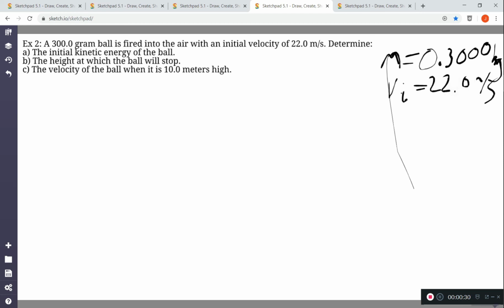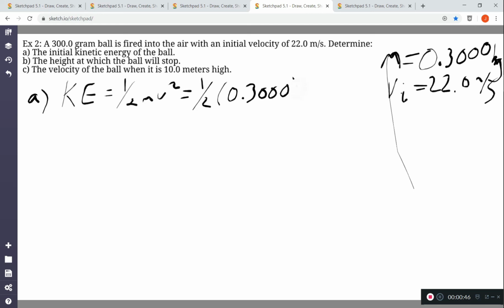So part A says find the initial kinetic energy of the ball. All right, so the formula for kinetic energy is 1/2 mv squared. And in this situation, that's going to be 1/2 times 0.3000 times 22.0 squared. Using a calculator, we get, with 3 sig figs, 72.6 joules, and that's actually exactly what I got. There's no rounding involved there.